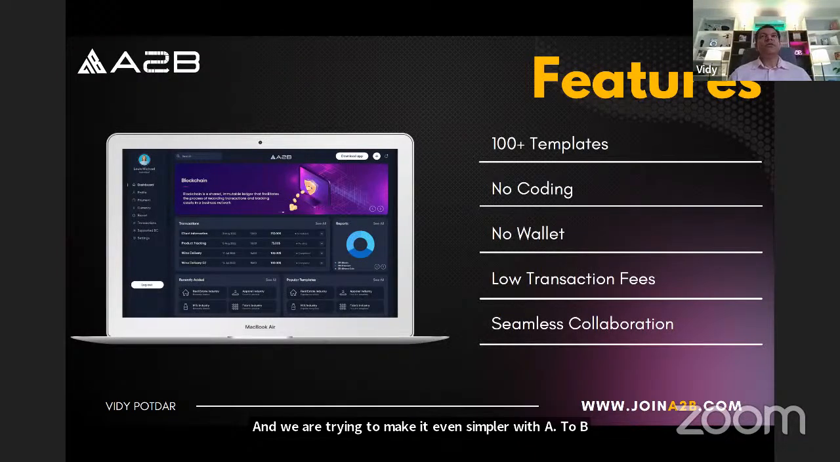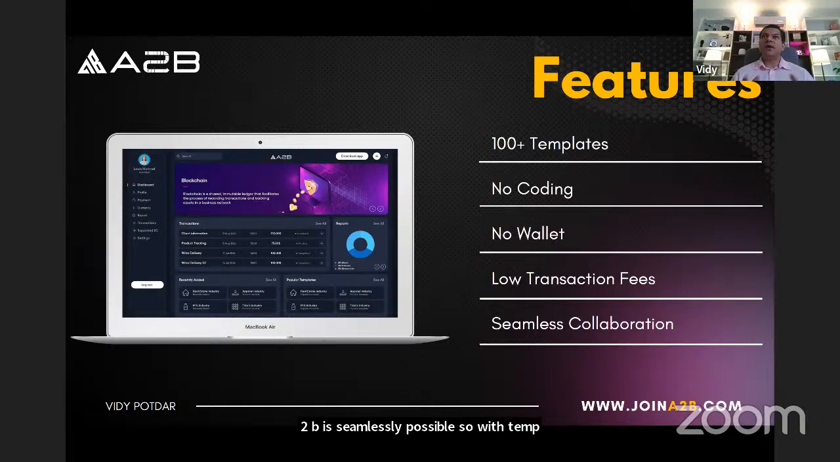So what are some of the features of A2B? We plan to have 100 plus templates to start with, and this could be one template for each industry that comes on board A2B. There is no coding required to use these templates. It will be a simple drag and drop kind of approach. There is no wallet, so you can just log in with your username and password. There are very low transaction fees, and the main important bit is there is no upfront investment to build a blockchain, because we have taken care of that. And integration with your current system and with A2B is seamlessly possible.